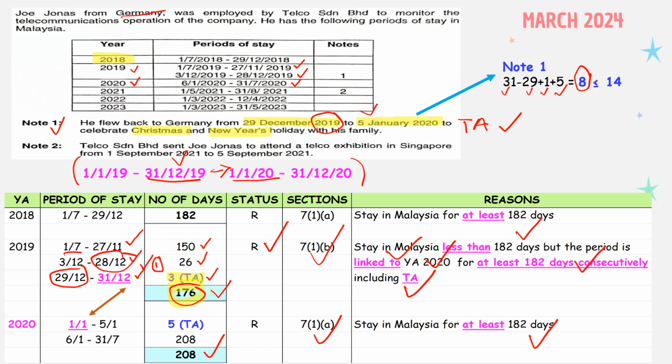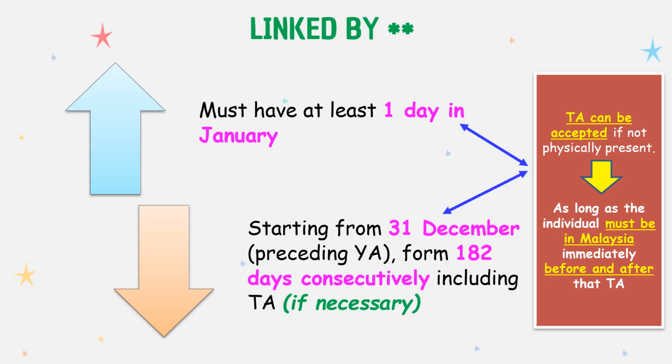So I guess that's all for the March 2024 question. The second part under section 7, subsection 1B is link by. For link by, exactly like link to, there are two conditions. First, before you can reverse backward, in the current year make sure that you have at least 1 day in January. Just 1 day. Let's say there is no 1 day in January.